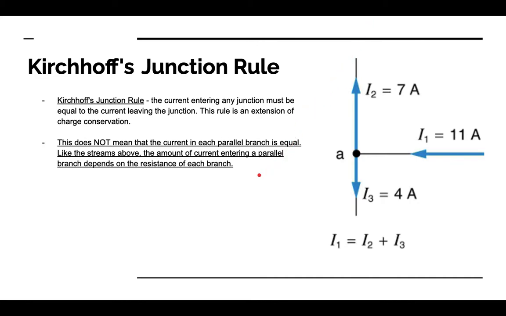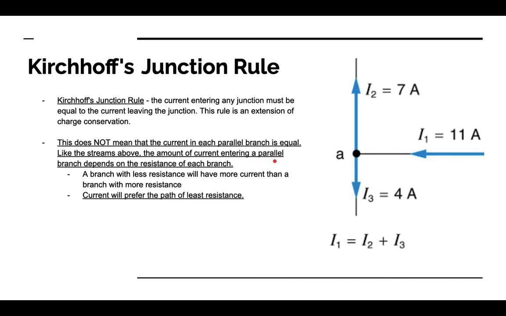Like the streams we talked about last slide, the amount of current entering a parallel branch depends on the resistance of each branch. Okay? So a branch with less resistance will have more current than a branch with more resistance. And current is going to prefer the path of least resistance, like we've talked about with our water and river analogies. So what we can see right here is that I3 is going to have a higher resistance than the pathway of I2, because I3 has less current flowing into it than I2, which means that there must be a higher resistance in the pathway containing I3 than in the pathway containing I2. Current will always prefer the path of least resistance. Okay?